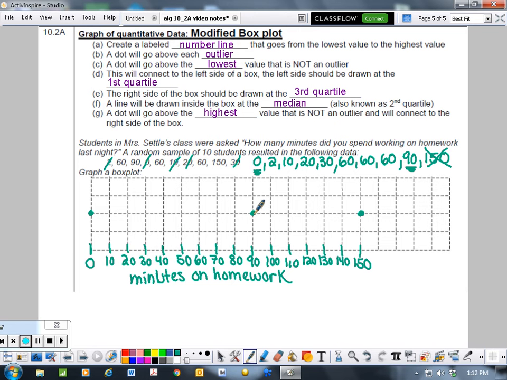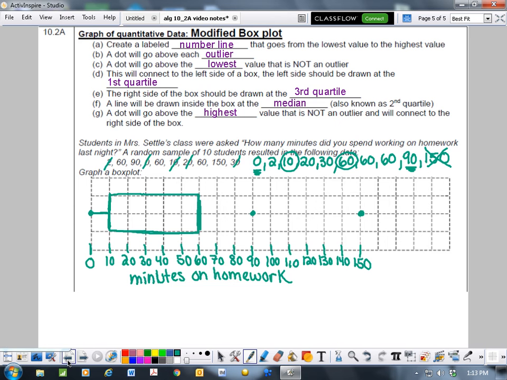Now I'm going to put a line that's going to be a side of my box, the first quartile. So remember our first quartile was 10, so I'm going to put a line at 10. And this is going to be one side of my box. And what I'm going to do is I'm now going to connect this dot to the side of the box. Now I'm going to put a line at the median, and I'm pretty sure our median was this 60. And so I'm going to put a line at 60, and I'm going to create part of a box. But that's only part of it. I also have another line at my other third quartile.